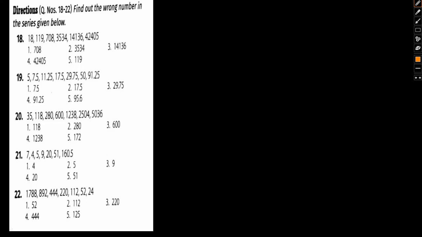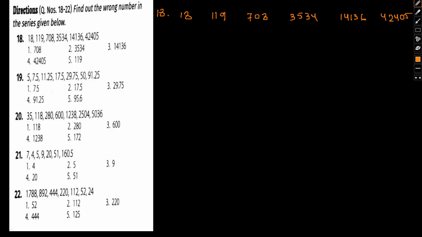Let's focus on the question at hand. Find the wrong number in the given series below. Let's start off with number 18. The series is 18, 119, 708, 3534, 14136 and 42405. So these are our numbers, and now we need to find the wrong number in this series. As we can see, the series is increasing exponentially, so some kind of factor would be multiplied to it.